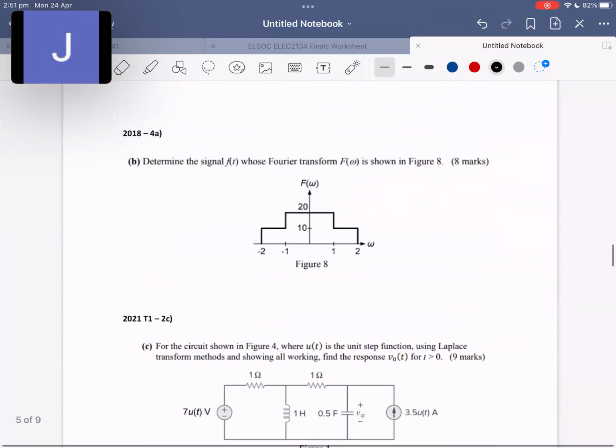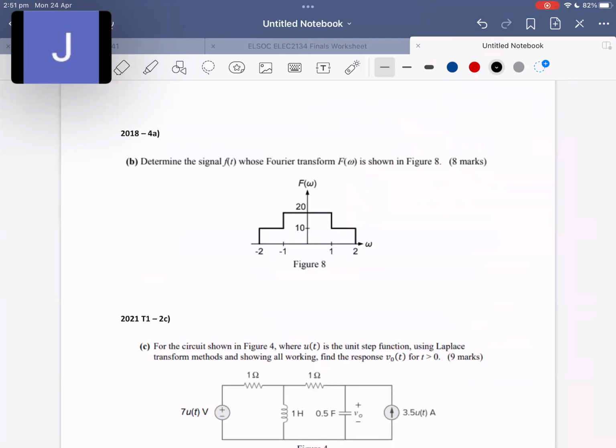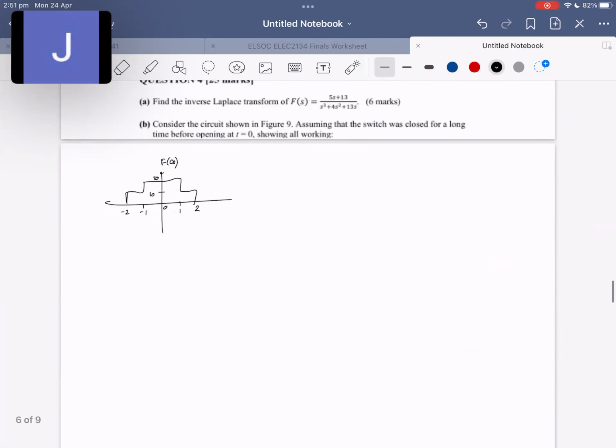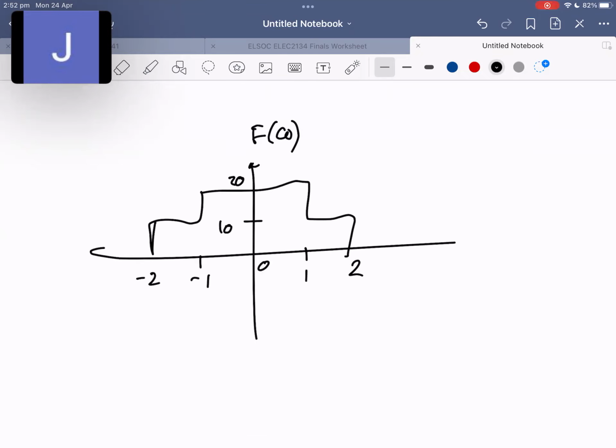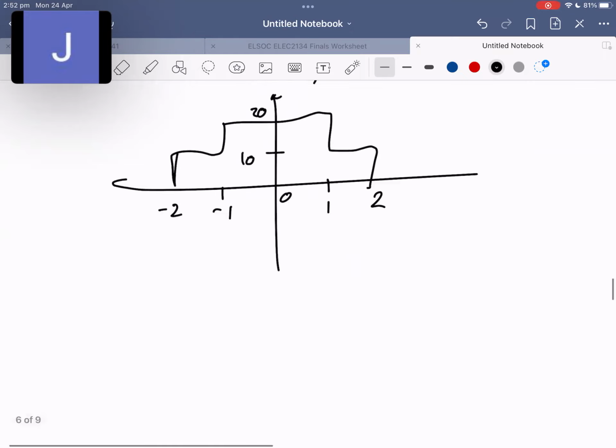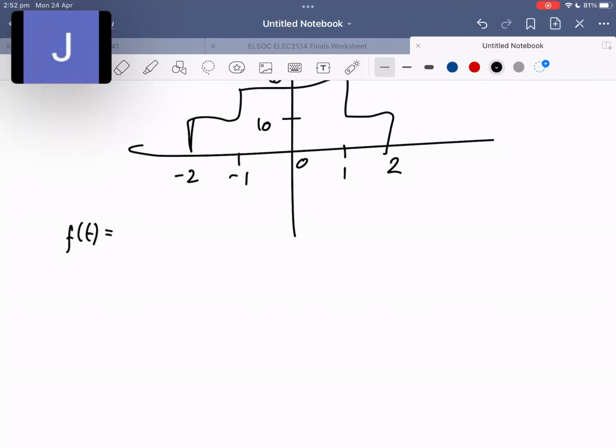And it wants the inverse Fourier transform because it's asking for f of t, and we have F of omega. So the inverse Fourier transform we can get by just doing a naive integration of all three parts, right? We have a part that's defined as 10 between -2 and -1, and then we have another part which is defined as constant 20 between -1 and 1, and then we've got another one which is 10 between 1 and 2. So I'll go through the naive integration, which still works. It's just a bit lengthy.